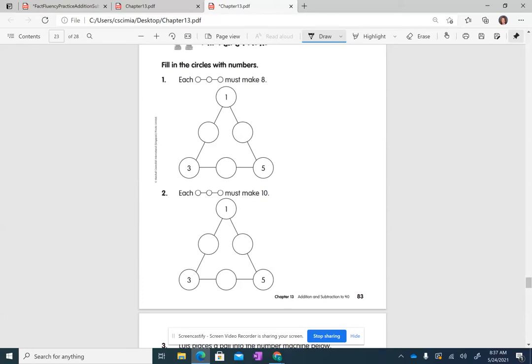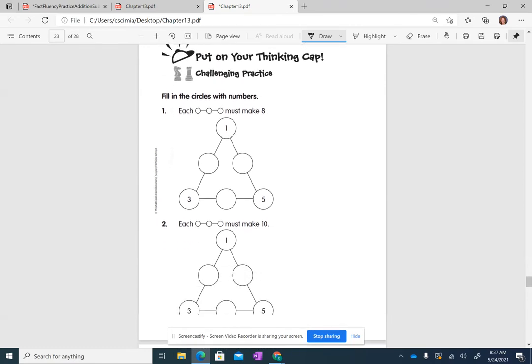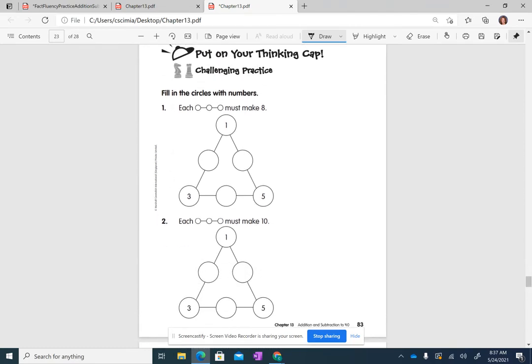Okay, friends, so today we are going to do page 83 and 84, put on your thinking caps. So this is a little bit challenging and a little bit fun.